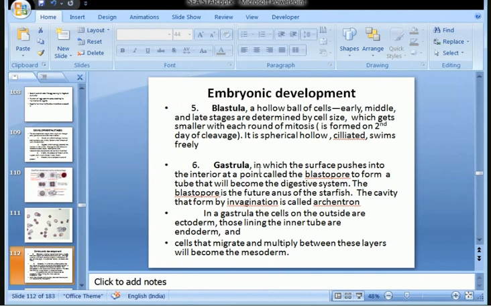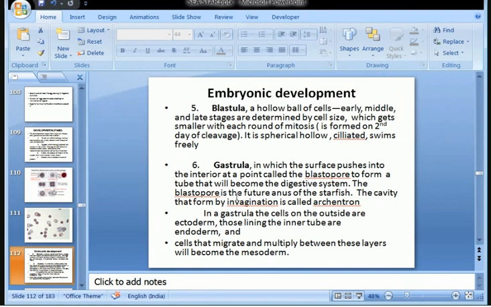नॉट अ हॉलो पोर, लेकिन जैसे एक डिप्रेशन की तरह, लाइक एन इन्वेजिनेशन. So here in the gastrula, the surface pushes into the interior at a point. That point is called the blastopore, to form a tube that will become the digestive system. And the blastopore gives rise to the anus. That is why we call that a deuterostome condition.